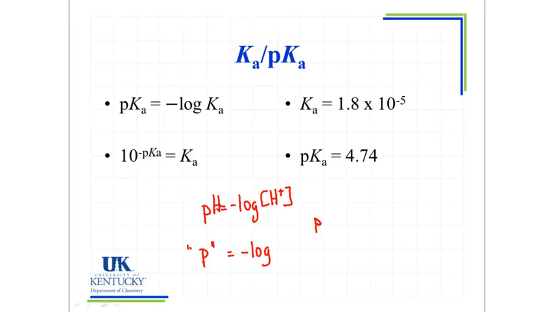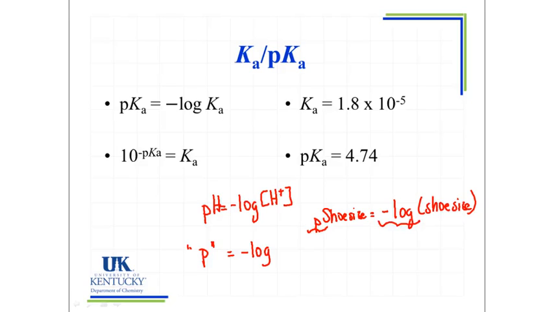I could take the p of my shoe size, and to find that, I would take the negative log of my shoe size. Now this doesn't have a lot of value because it doesn't really matter what the p of my shoe size is, but it's just to let you know and to remind you that whenever I see p, I always take the negative log of that number.